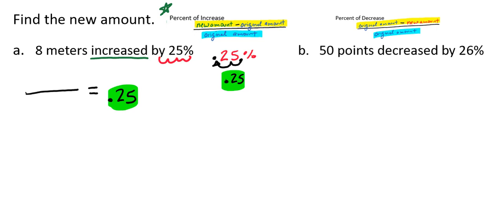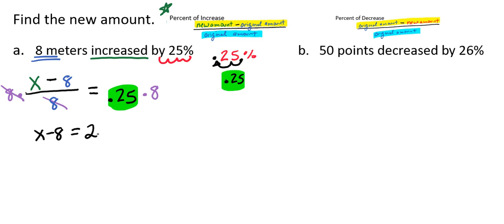Now, we don't know the original amount because that's what we're trying to find. We do have the original amount though, 8 meters. So we'll have x minus 8 divided by 8. And now we want to get the x by itself. So we're going to go ahead and get rid of the divide by 8. And we're going to do that by multiplying each side by 8. Because the inverse operation of division is multiplication. And we'll be able to cross those out. So that's going to leave us with x minus 8 equals 2.